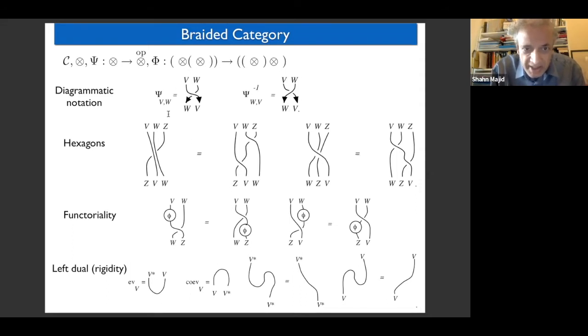Now, the detailed definitions, we don't need to go into very formally because this is quite well known now. But the main identity for psi is the hexagon identity, which says that if you think of V tensor W as one object and braid it past Z, so this is psi of V tensor W comma Z, that should be the same as first braiding W past Z and then braiding V past this Z here. And then similarly on the other side. Now, these two together imply the braid relations, which I didn't draw explicitly, but they're just the relations obeyed by three braid crossings, V, W, and Z. I'll show them at some point in the talk.